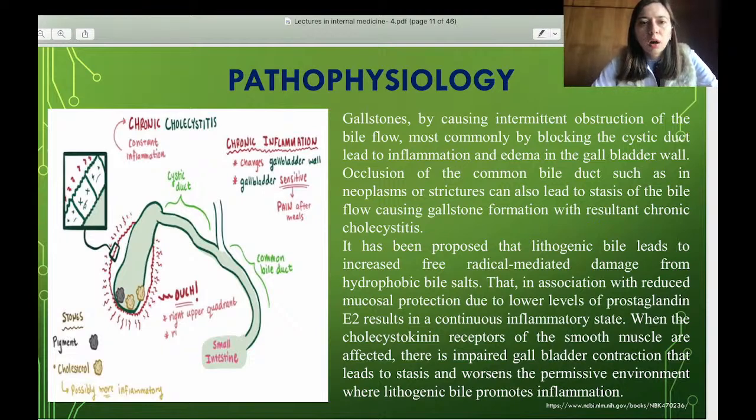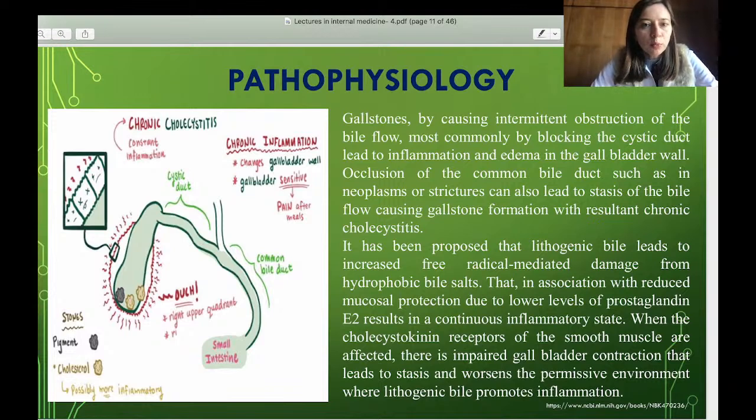Pathophysiology. Gallstones, by causing intermittent obstruction of the bile flow, most commonly by blocking the cystic duct, lead to inflammation and edema in the gallbladder wall. Occlusion of the common bile duct, such as by neoplasm or strictures, can also lead to stasis of the bile flow, causing gallstone formation with resulting chronic cholecystitis.